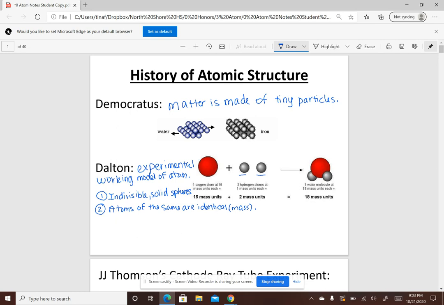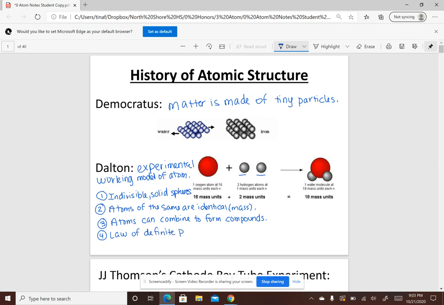Okay, the third part of his theory, he figured out that atoms can combine to form compounds. Okay, and there are two important things that are going to go along with that compound idea. So the first one was the law of definite proportions.